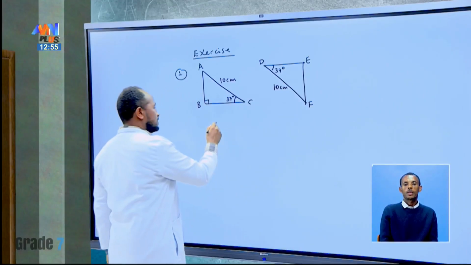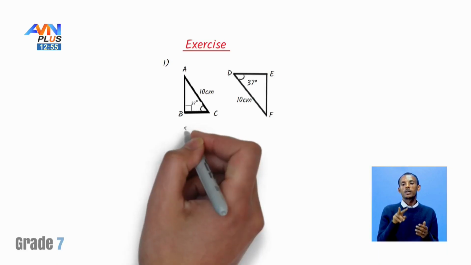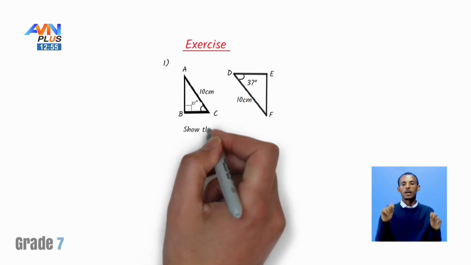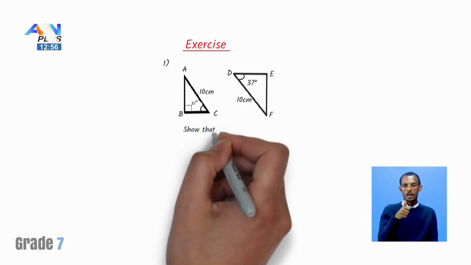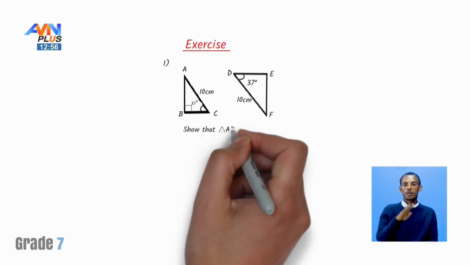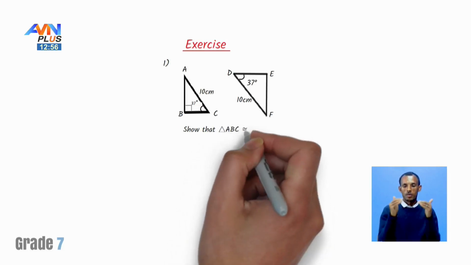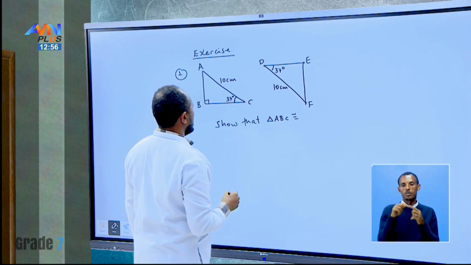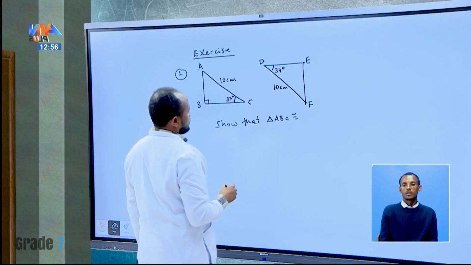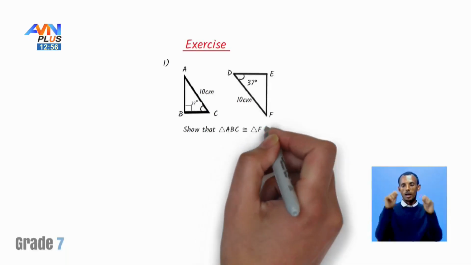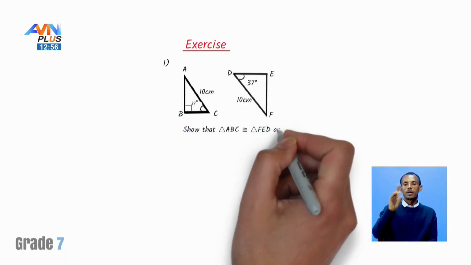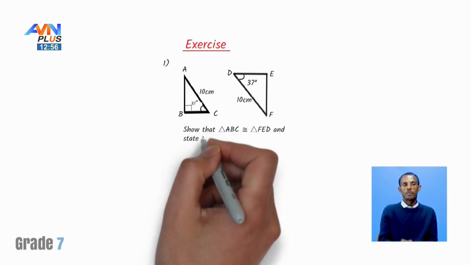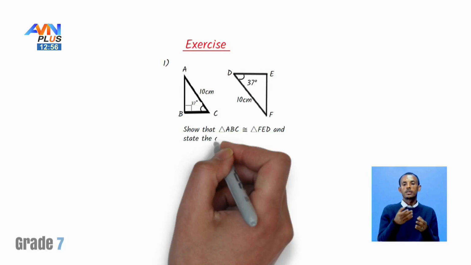So the question is, show that triangle ABC is congruent to triangle FED, and state the congruency test.